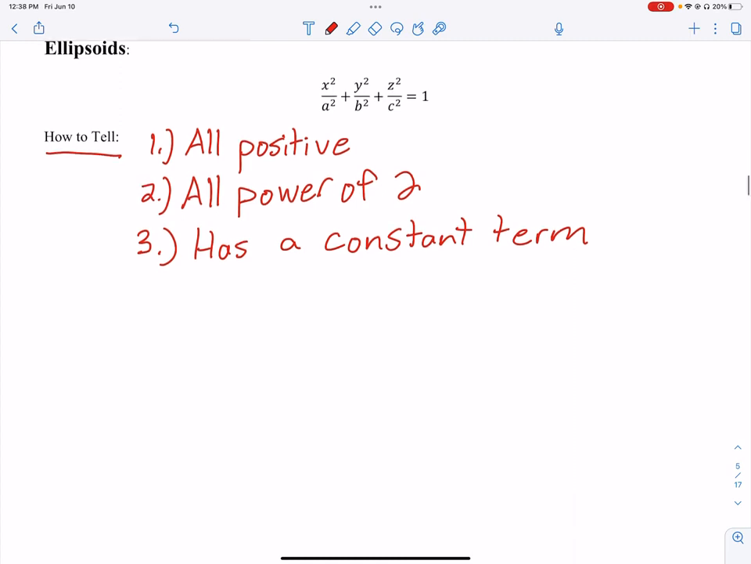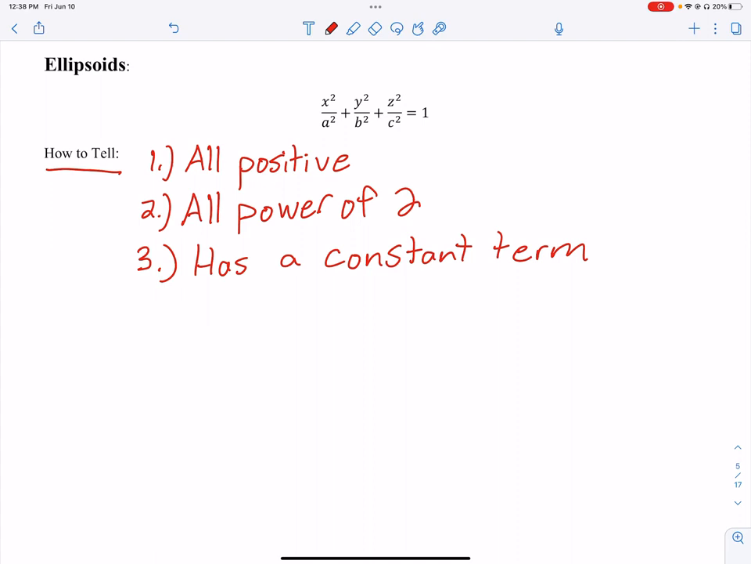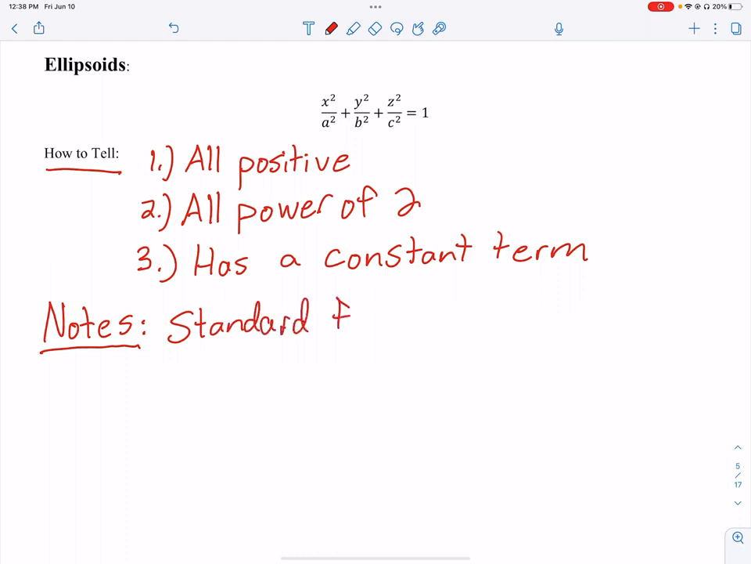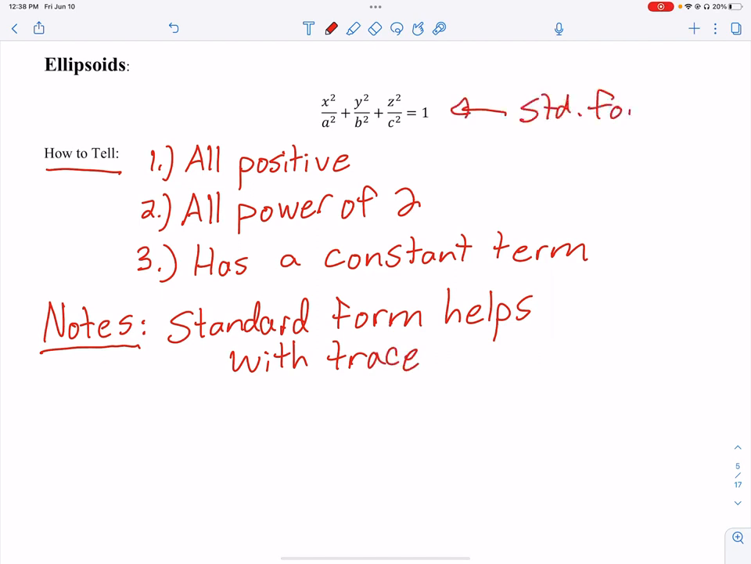Okay, I'm going to give you some notes. We're going to go through this where I give you the name, give you the equation, how to tell, some notes, and then we're going to graph one. All right, so notes. Standard form helps with traces. So if you put it in standard form, it will help you with traces.